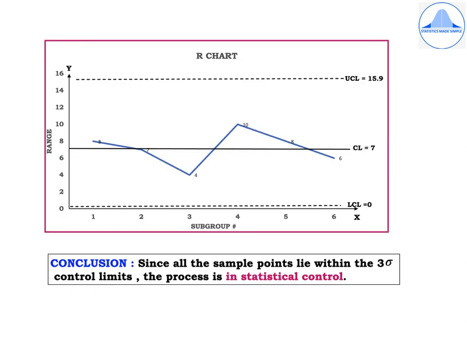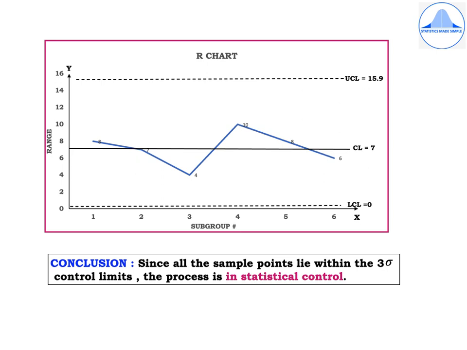To draw the range chart, on the x-axis we take the subgroups from 1 to 6 and on the y-axis we take the different ranges corresponding to each of the samples. So based on the range values given in the problem and the control limits for the R chart, I have chosen an appropriate scale for the y-axis from 0 up to 16.